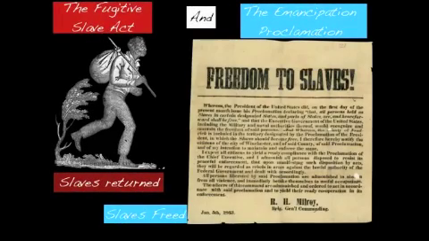The Fugitive Slave Act and the Emancipation Proclamation. The Fugitive Slave Act made any officer return runaway slaves to their rightful masters, while the Emancipation Proclamation was an order from President Abraham Lincoln freeing all slaves from their masters, if they hadn't already escaped to the North by then.